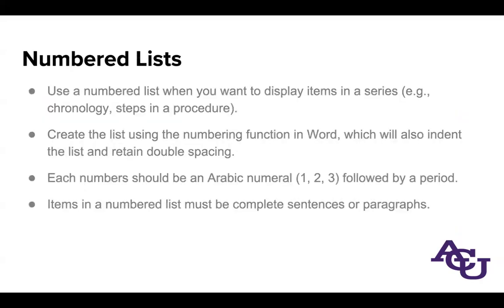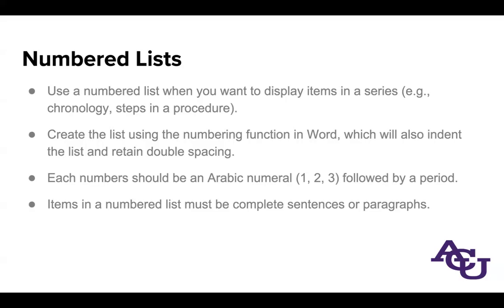Now we're going to move on to list type number 4, which is a numbered list. Remember I said that you use a numbered list when you want to display items in a series. In other words, they need to be in a certain order, be it chronological order or order of steps in a procedure. If they're from most to least important, that's when you need to use a numbered list. You should again create the list using the numbering function in Word, which will also indent the list and help you retain double spacing. Numbered lists are written with Arabic numerals, so standard 1, 2, 3, the way we write them. And you have to follow them with a period.